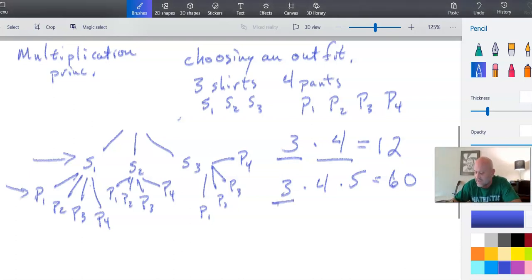So I like to put these slots down so I can fill the slot with the number of choices, knowing that I'm going to multiply as I go. Okay, so that's the multiplication principle.